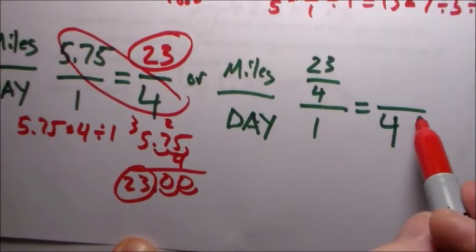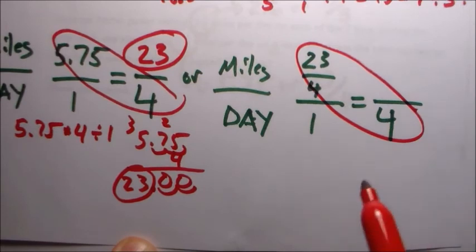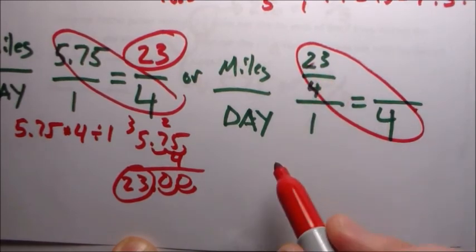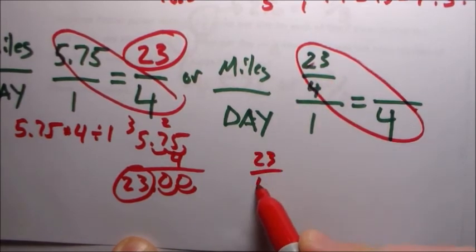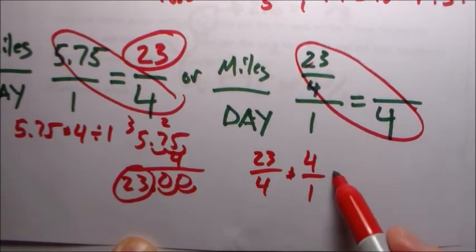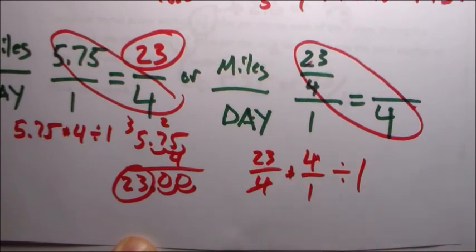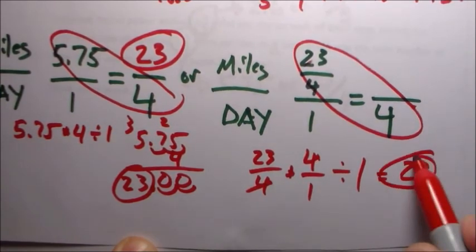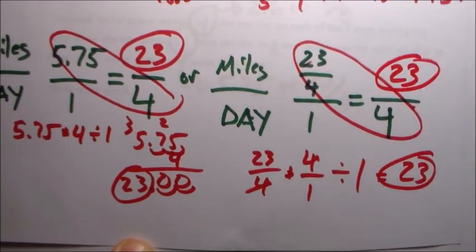If we do it out here, same deal with the fractions, with the improper fraction. Just cross multiply and divide. 23 over 4 times 4, which is the same as times 4 over 1 divided by 1. Well, hey, look at those cancel out. We're just going to get 23. Same number.